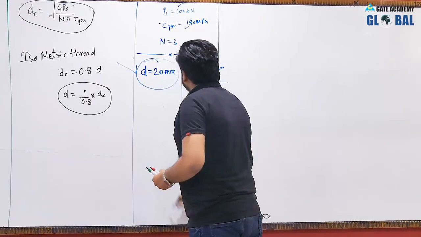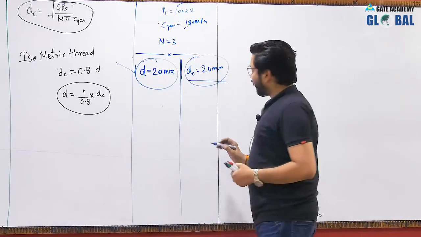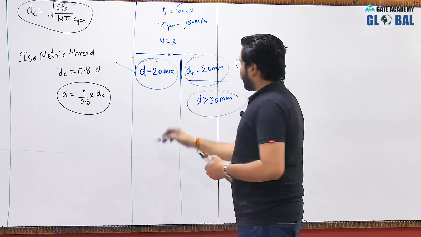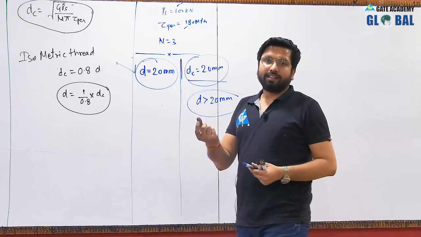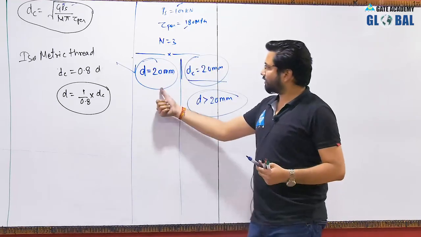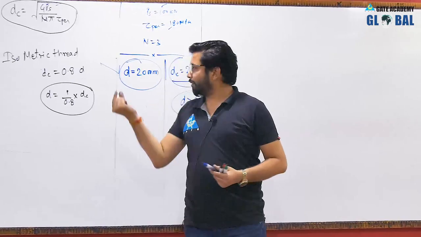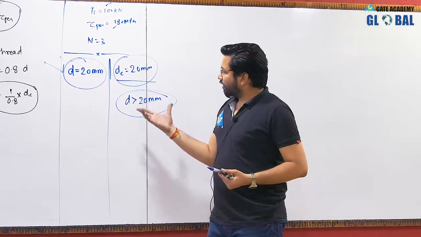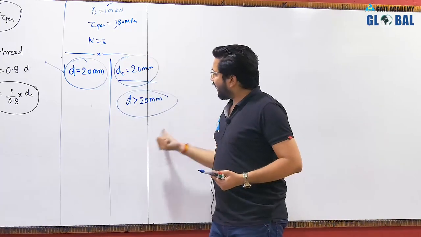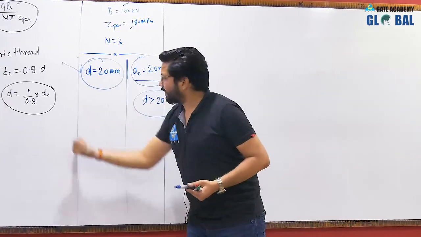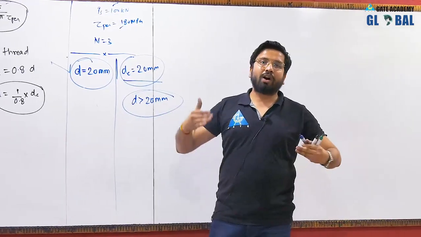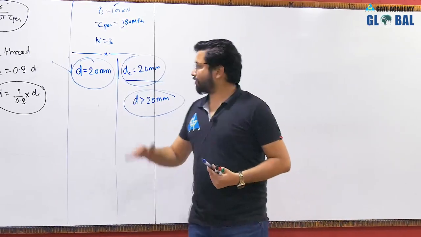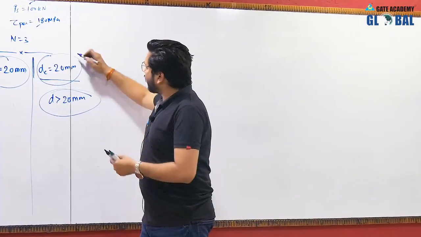Now for practicality, if dc is 20 mm, then definitely d will be higher than 20 mm. In such a case you will be taking a larger bolt as compared to this case, because here the largest diameter of the threaded portion will be 20 mm, but here the largest diameter of the bolt will be greater than 20 mm. It is very simple. Whichever bolt you choose, the size of the bolt as per this calculation will be higher than the size of the bolt as per this calculation. As soon as you choose a larger element, the stresses are going to reduce, so stress will definitely reduce if you go for this calculation.